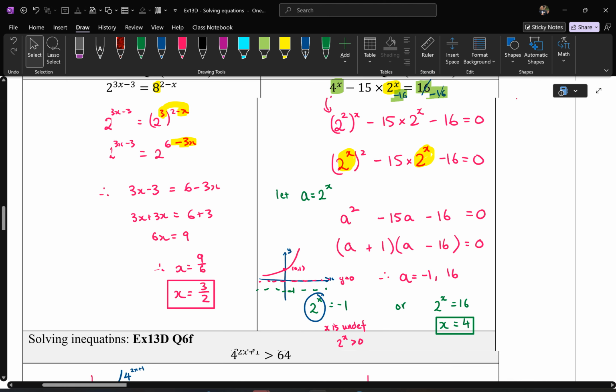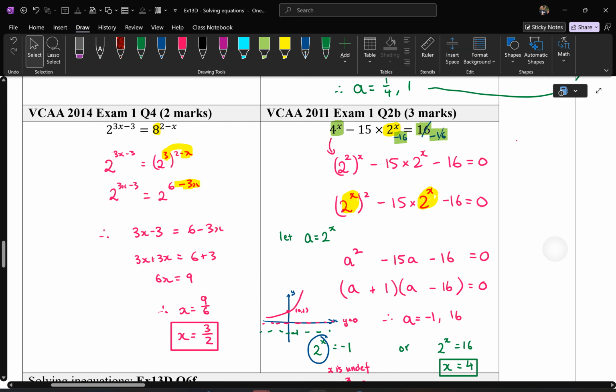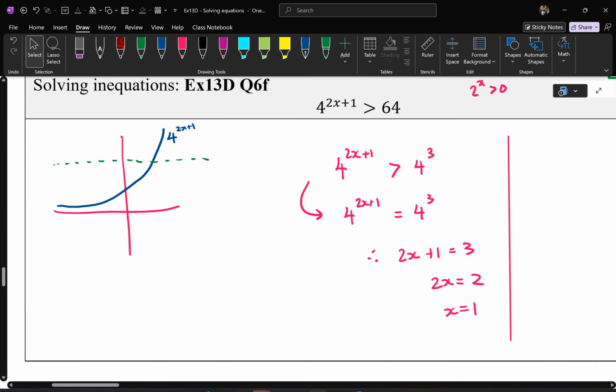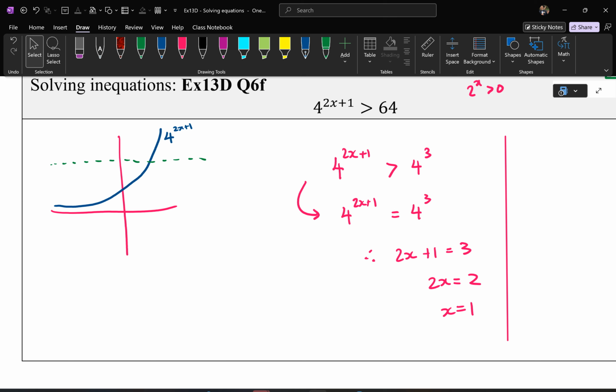Okay, team. If you want more practice of that, that's question 4 of exercise 13D. Last one. This is now inequalities. And again, the better you understand the graphs, the better you can answer this question. So I tried to help you visually here.